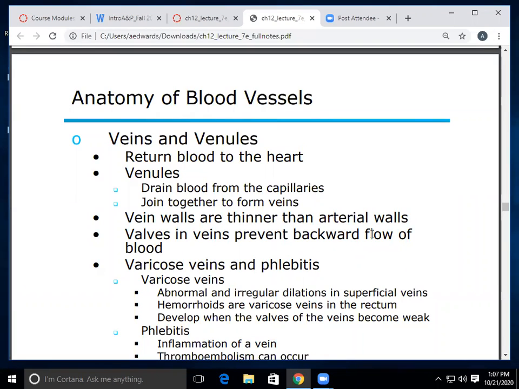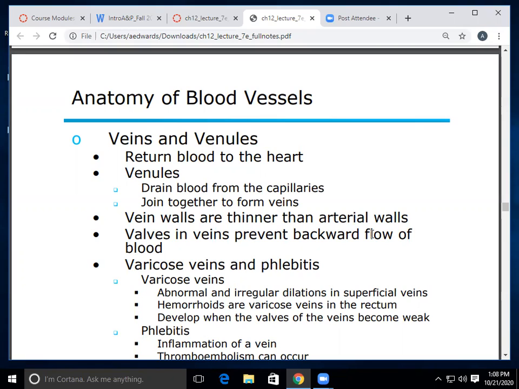So now that we've covered the arteries and arterioles, let's spend some time on the veins and venules. So just like arteries and arterioles move blood away from the heart, veins and venules return blood back to the heart. Okay. So venules are small veins. They're going to drain blood from the capillaries. And multiple venules come together to form veins. Okay, vein walls are going to be thinner than what you'll see with arterial walls. Less smooth muscle.